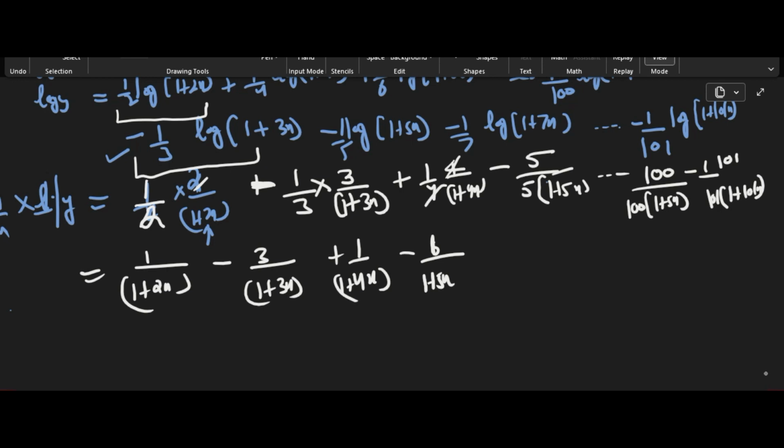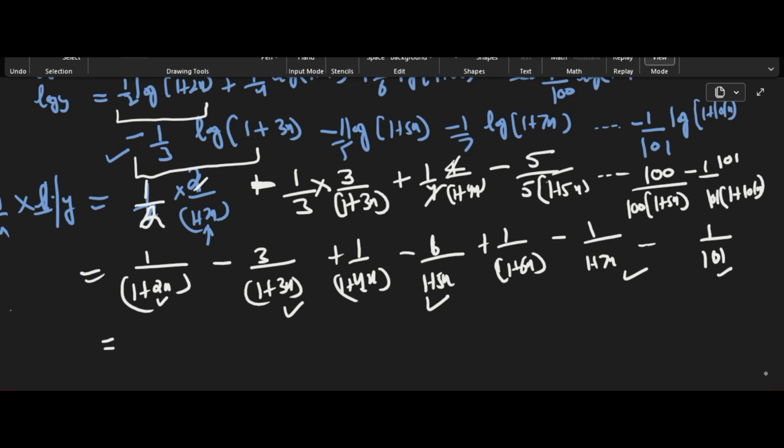So you can see the even is this and odd is this, right? So 1 plus 6x minus 1 upon 1 plus 7x, and then you have 1 upon 101. So this is odd, odd, odd, and the last one, negative, is also odd.